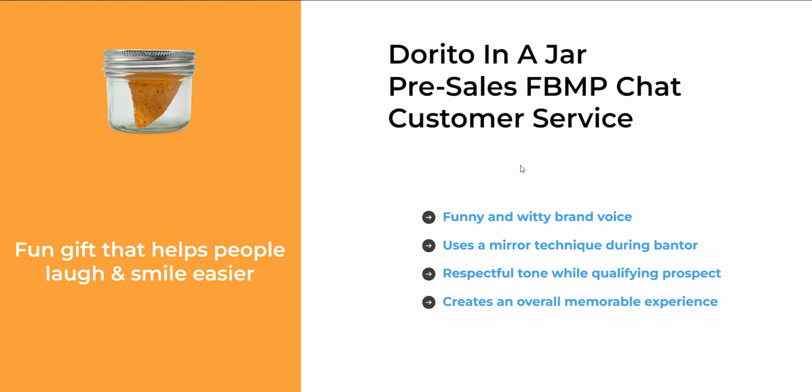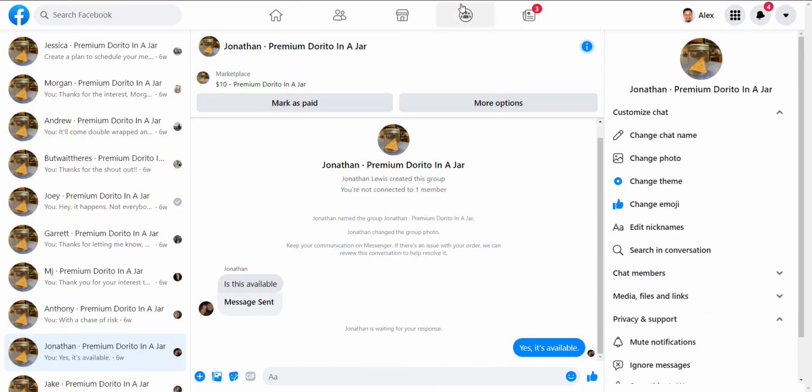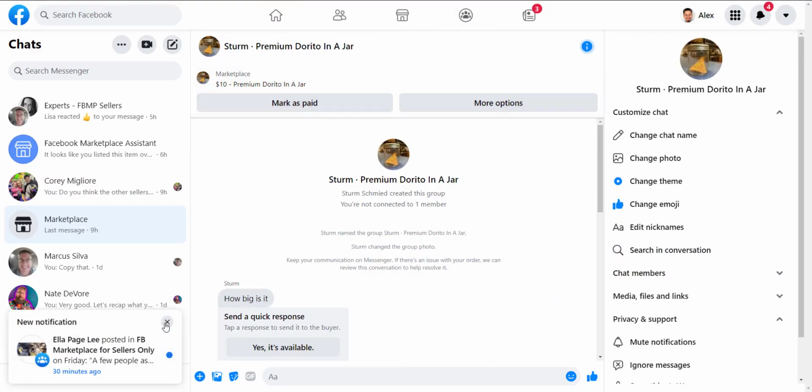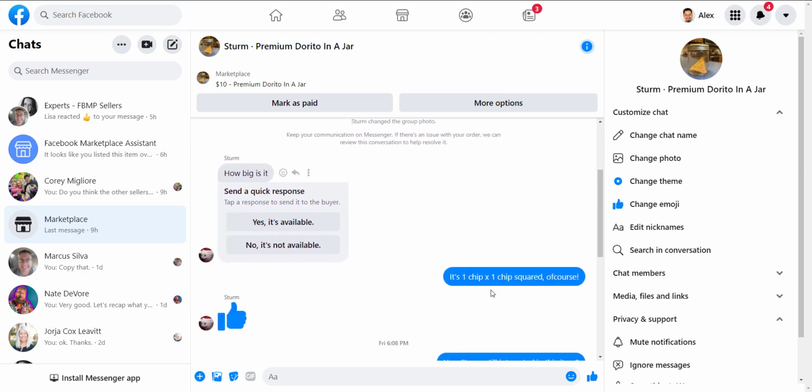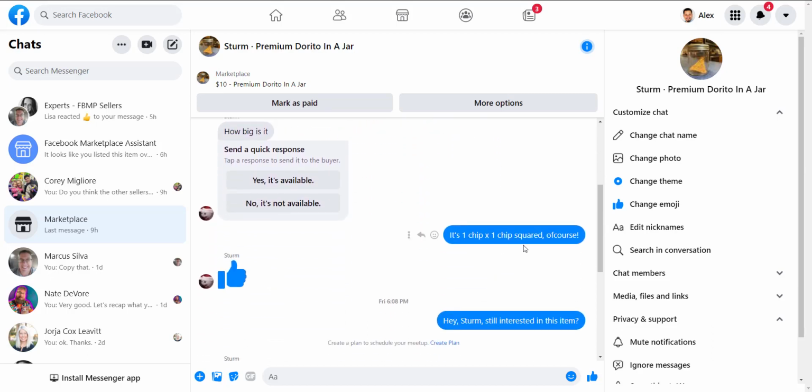But at first glance, it seems like maybe a scam. It seems like something that nobody would ever buy or give a second look. Yet, it garnered literally over 1.5 million views, thousands of combined emojis, saving it and sharing it. Here's another example. This is from Sturm. How big is it? He asks. I go, it's 1 chip by 1 chip squared, of course.